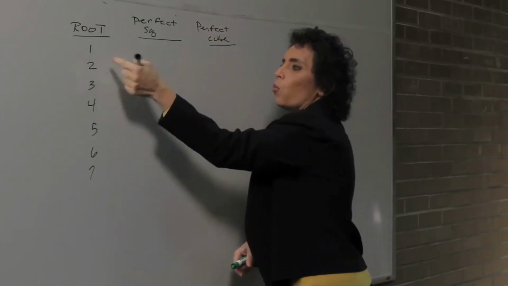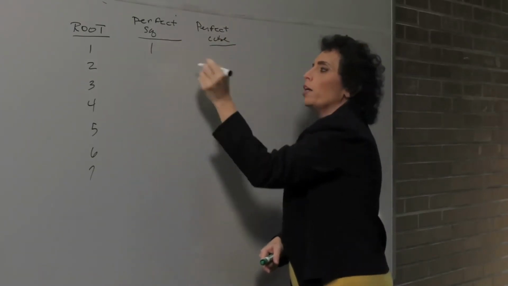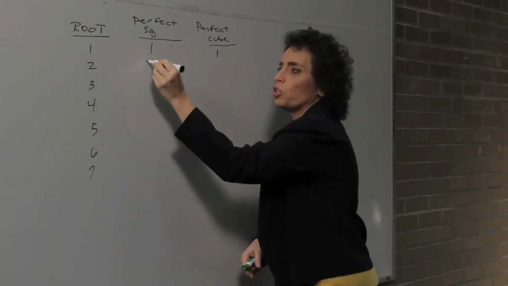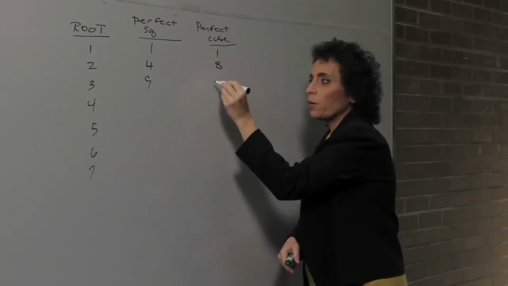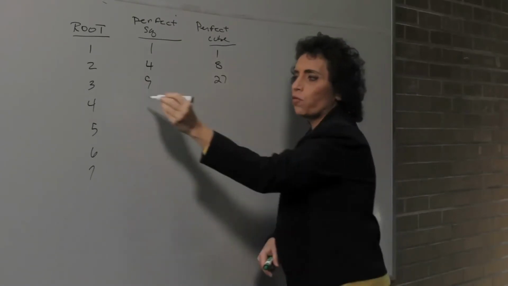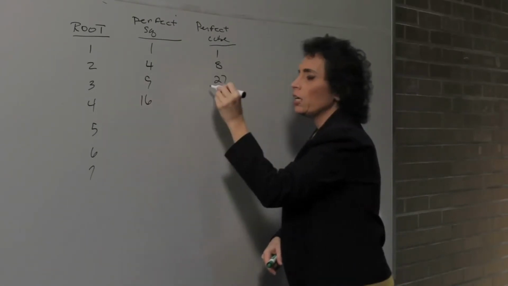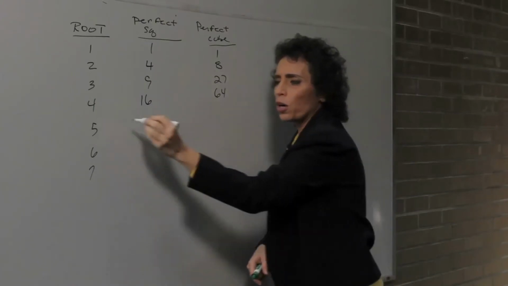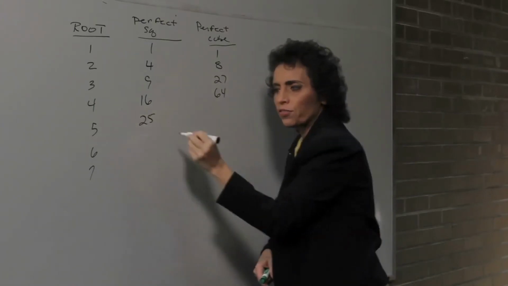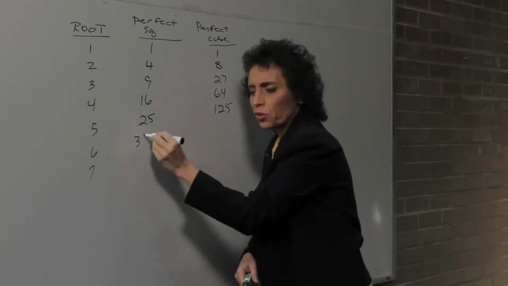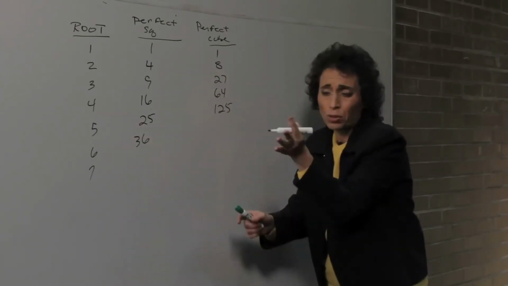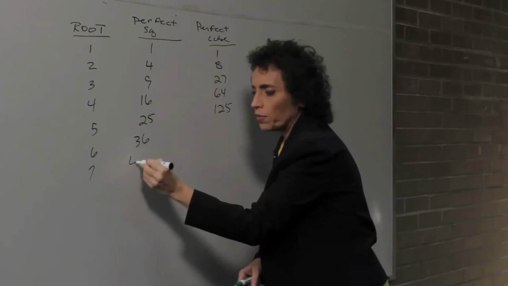And you go 1 times 1 is 1, times 1 is 1. 2 times 2 is 4, times 2 is 8. 3 times 3 is 9, times 3 is 27. 4 times 4 is 16, times 4 is 64. 5 times 5 is 25. 5 times 5 times 5 is 125. 6 times 6 is 36. Times 6 is 216, but who cares? That's kind of big. 7 times 7 is 49.